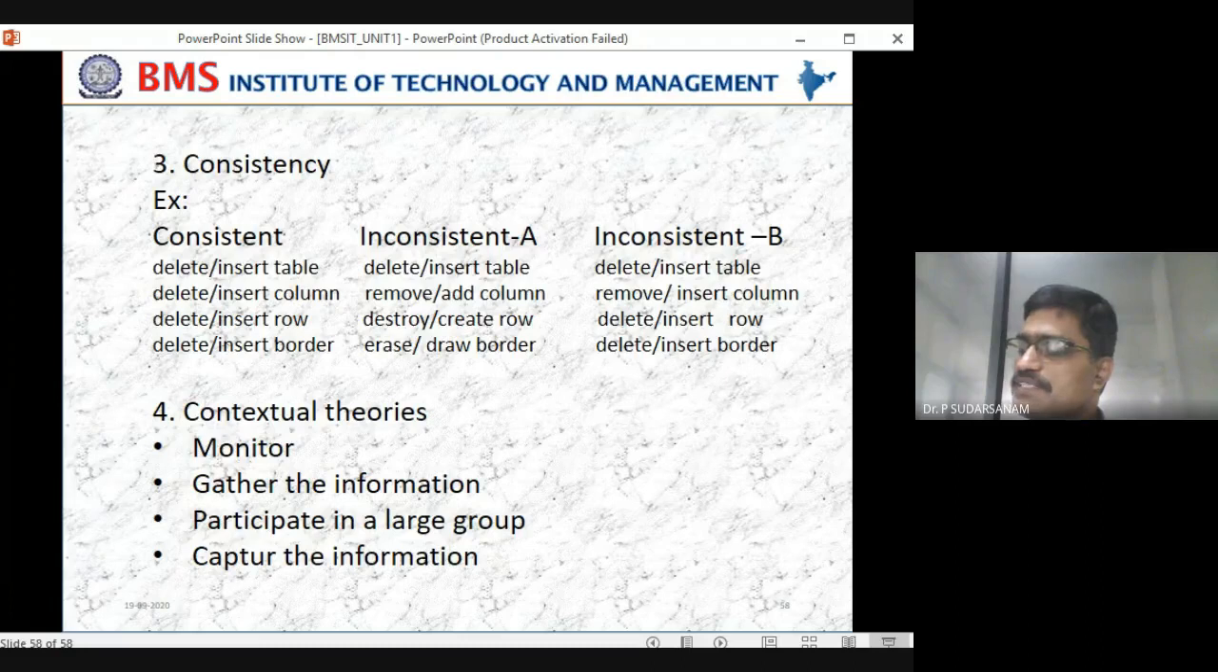So participate is nothing but, in a large group, you have to participate and find out things. So here it is participating in a large group by voting. If you say large group, there is a majority, and how will the voting happen for that?